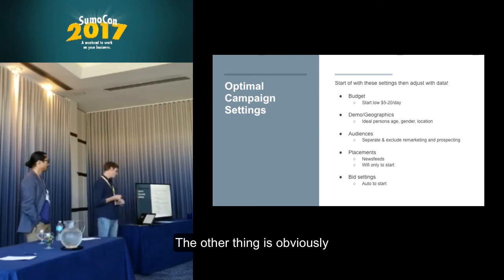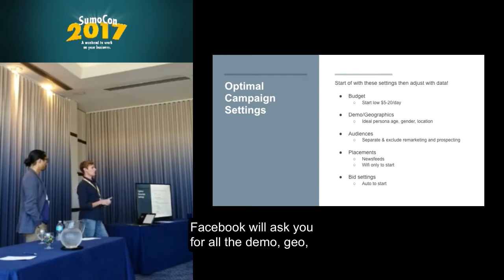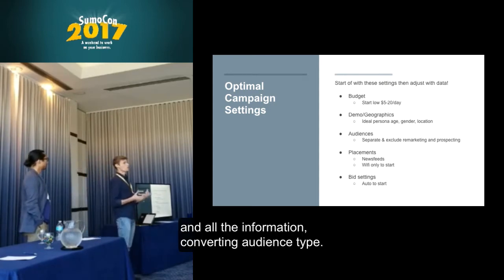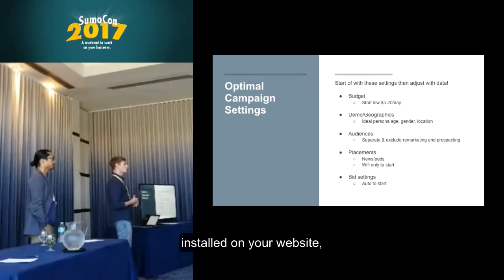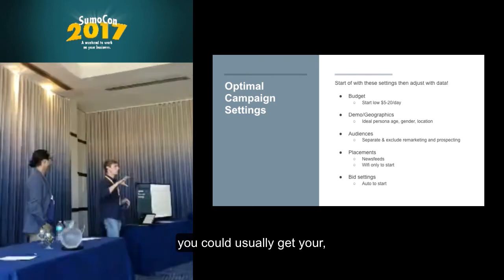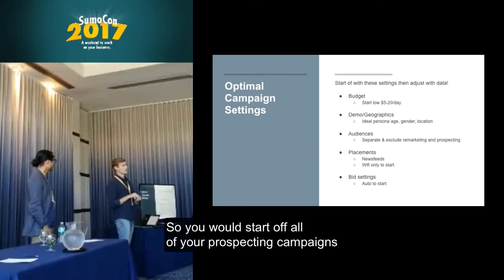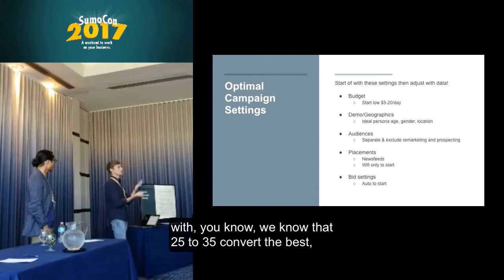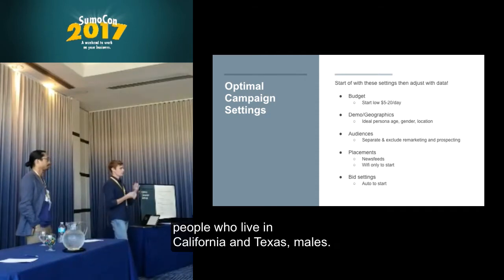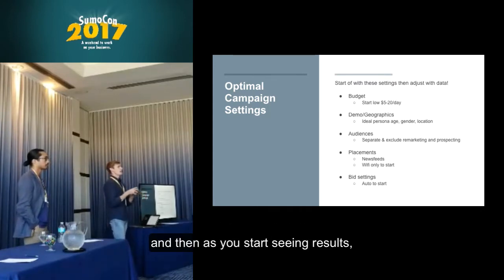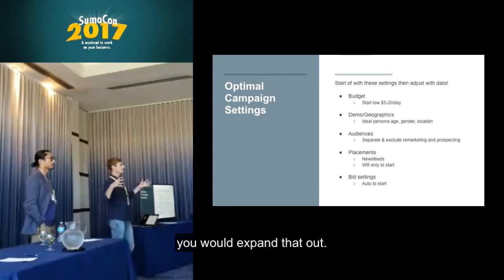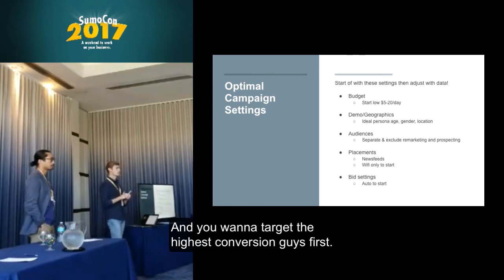The other thing is, obviously, when you're creating your campaign, Facebook will ask you for all the demo, geo, and all the information, converting audience type. So if you've got Google Analytics installed on your website, you can usually get where they live, even down to the state, and also what gender they are. So you would start off all of your prospecting campaigns with, we know that 25 to 35 convert the best, people who live in California and Texas, males. So that's who you would start testing with, and then as you start seeing results, you would expand that out. So you want to target the highest converting guys first.